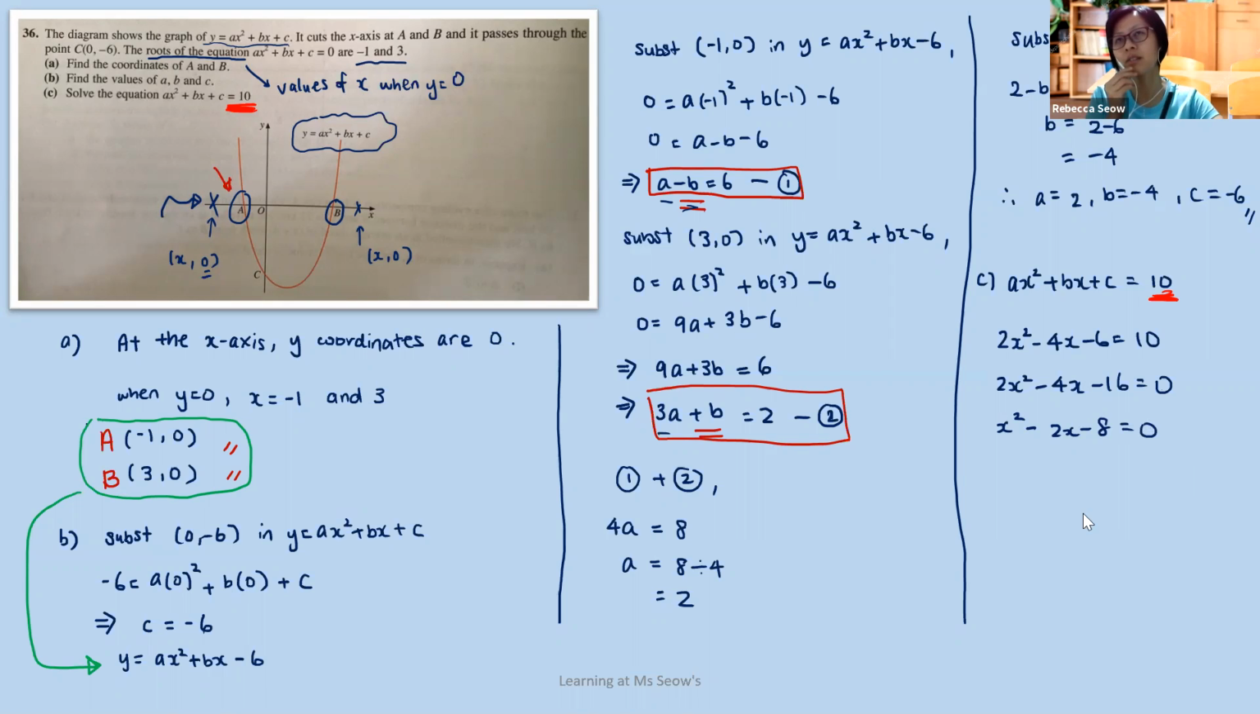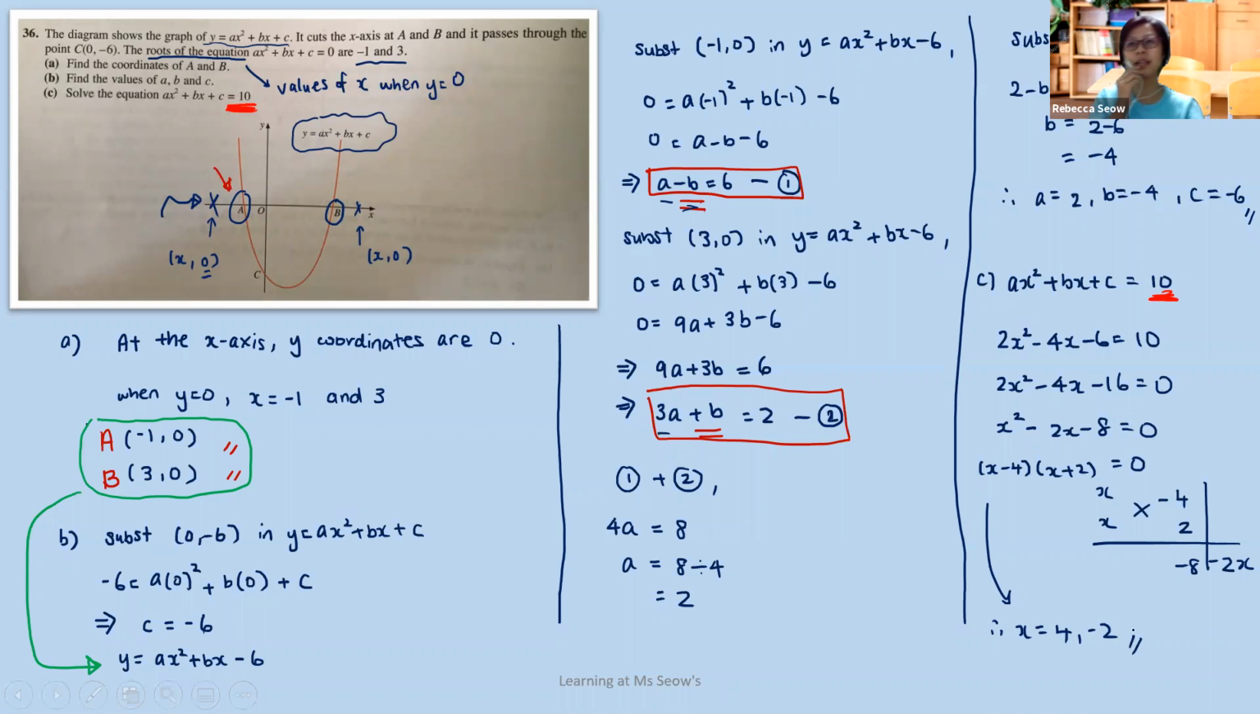And if I were to solve this using the cross method, I will end up with x minus 4 multiplied by x plus 2 equals to 0. And this would mean that my answer is 4 or minus 2. So that would be how we are going to solve this question.